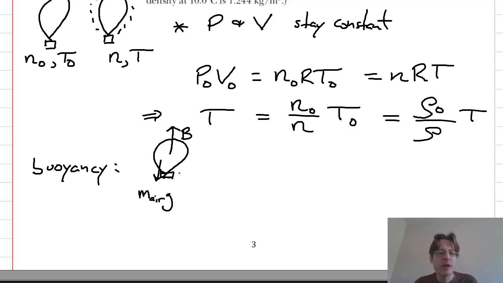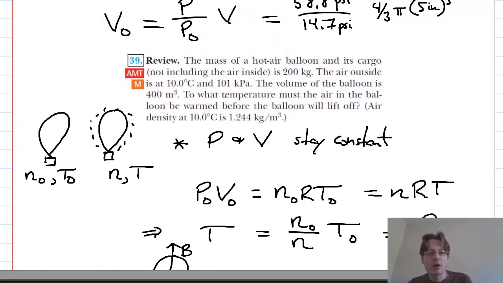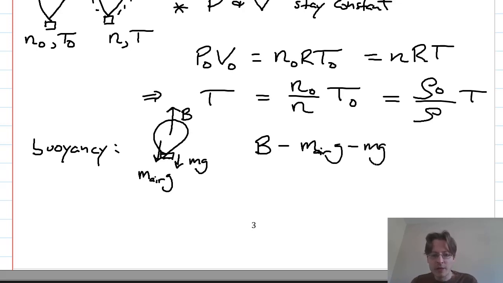That's m_air g for the air. There's also the weight of the cargo, mg, the weight of the cargo we're given. Okay, so in order to float, of course, these have to be balanced. The buoyancy has to be big enough so that buoyancy minus m_air g minus mg, the cargo weight, is equal to 0.